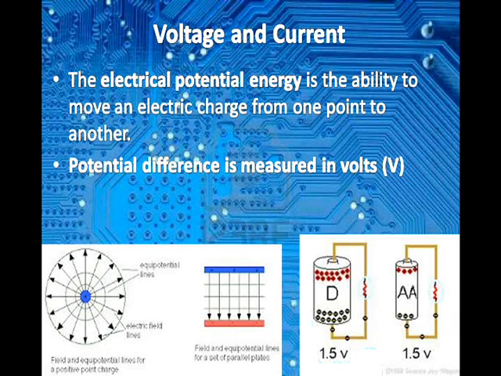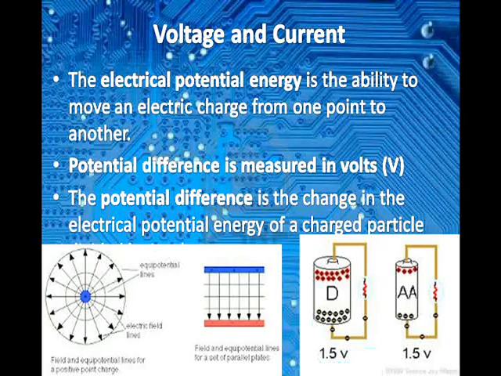Now, potential difference is measured in volts, and that's just the difference, almost the measurement of how far it moved. Now, the potential difference is the change in the electrical potential energy of a charged particle. So how much did that charged particle change?